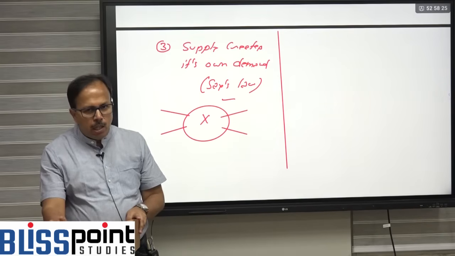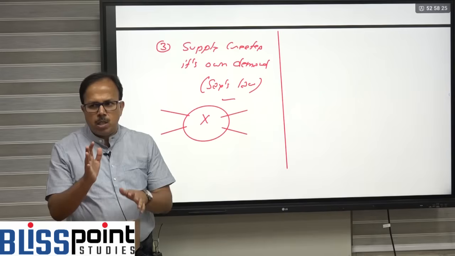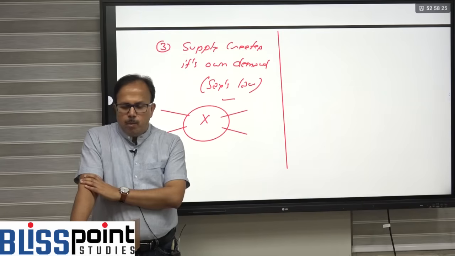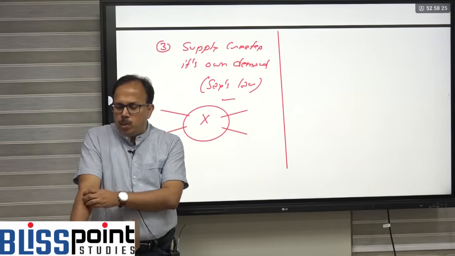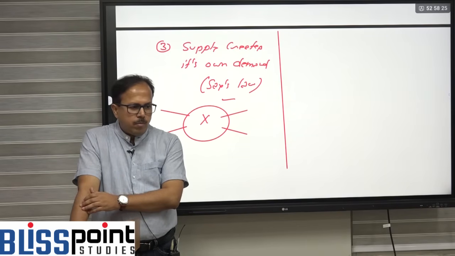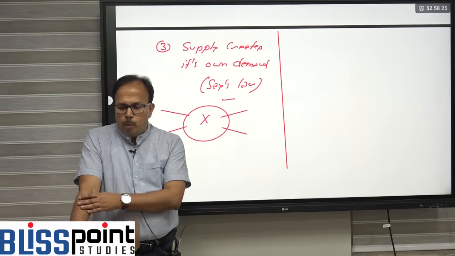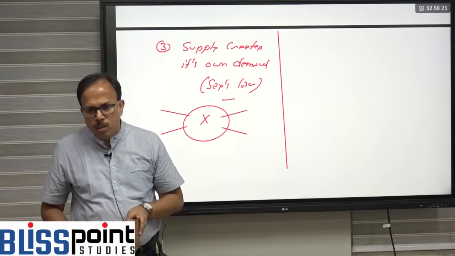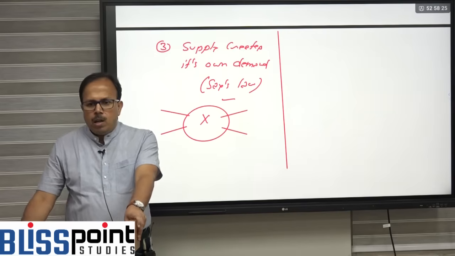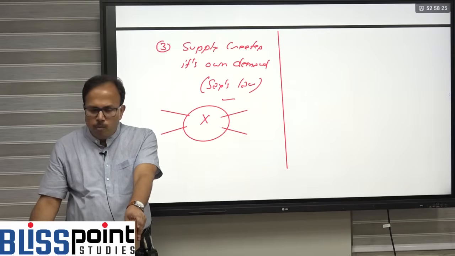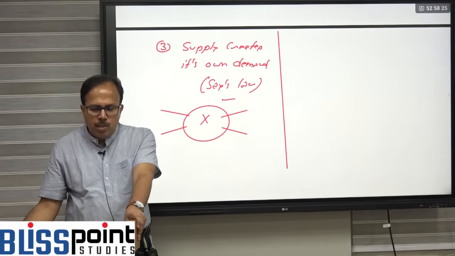ठीक है, यहाँ पे आपको elaborate नहीं करना है कि how it will create, just use the keywords because you are just highlighting the difference between the classical and the Keynesian. However, Keynes argued that there could be overproduction and deficiency in demand.